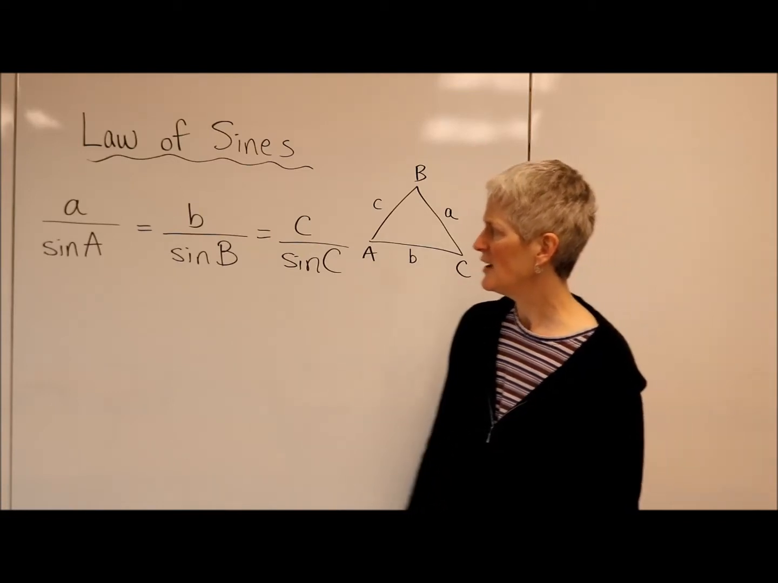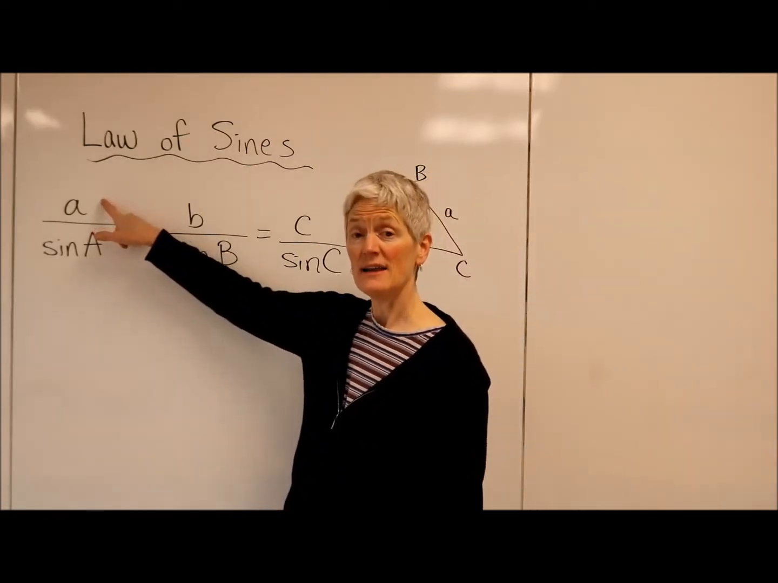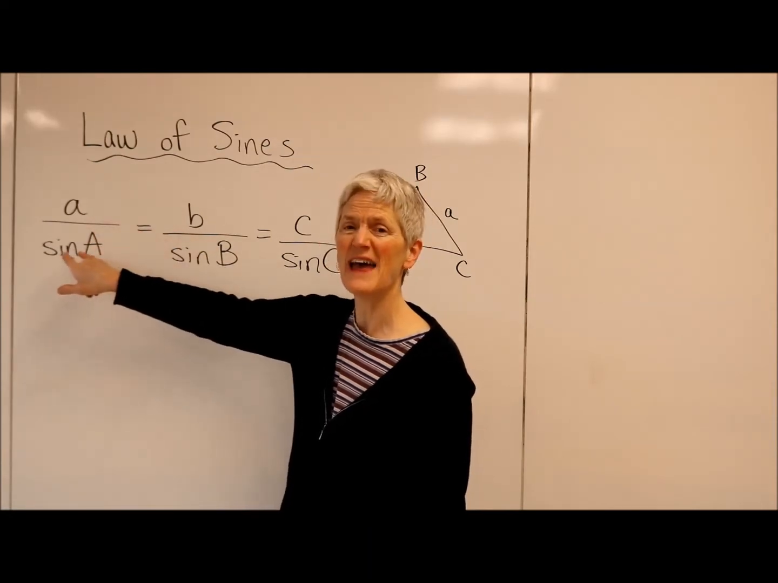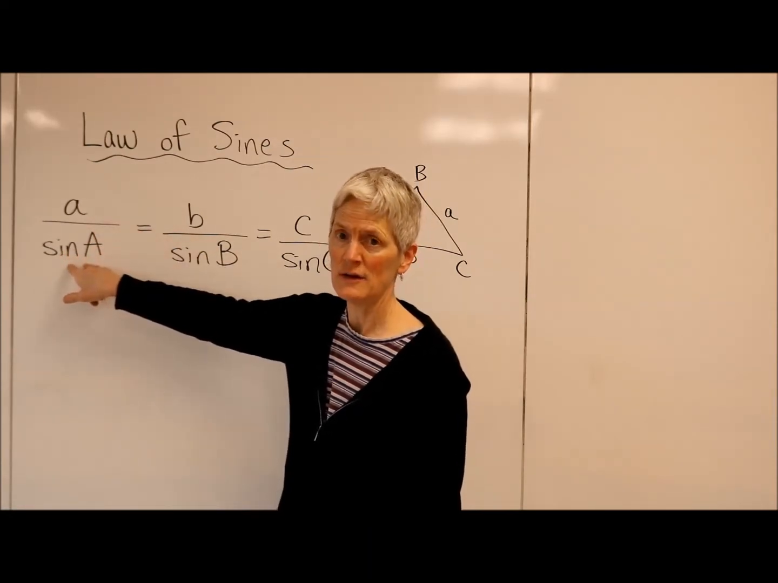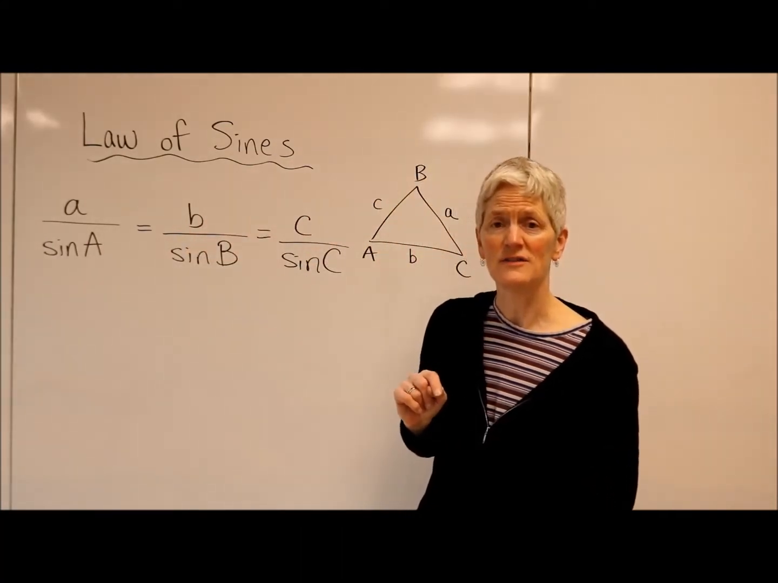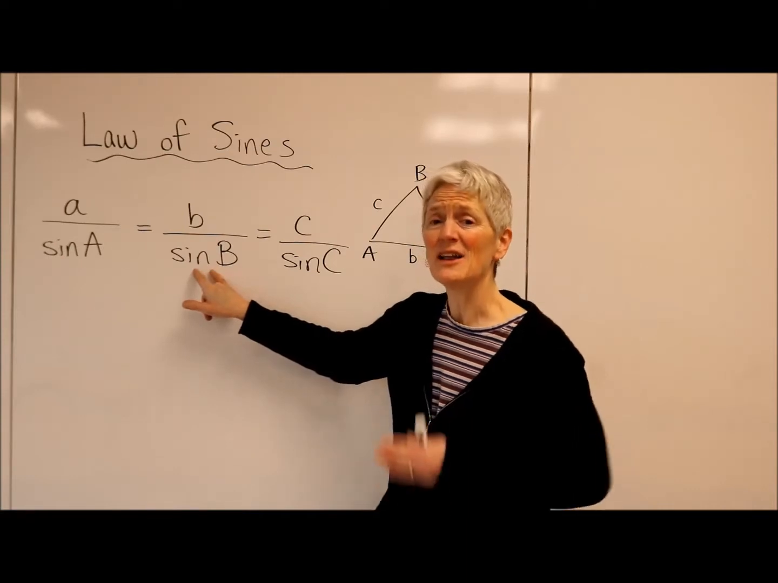What it's saying here is that any side of a triangle divided by the sine of the angle opposite it is equal to any other side in the triangle divided by the sine of the angle opposite it.